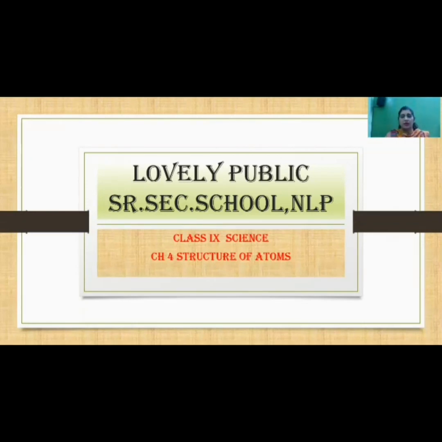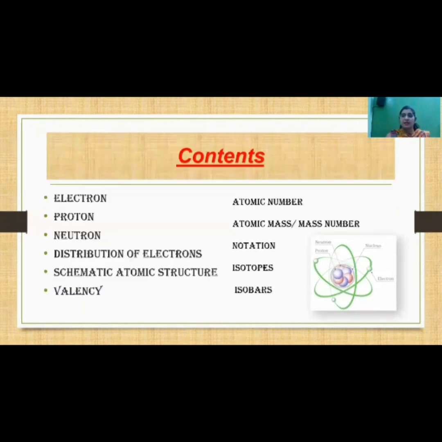Welcome students. Today we are going to start class 9 science chapter 4, structure of atoms. In this chapter we are going to discuss the subatomic particles, that is electrons, protons, and neutrons, distribution of electrons, systematic atomic structure, valency, and also the atomic number, atomic mass number, and the notations of the elements. We will also cover isotopes and isobars.